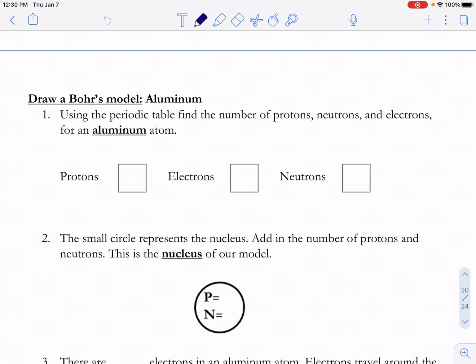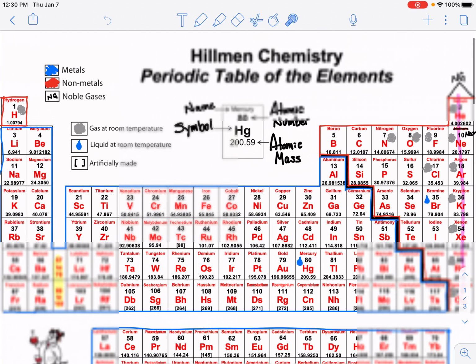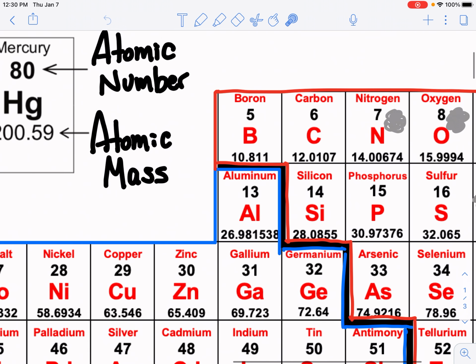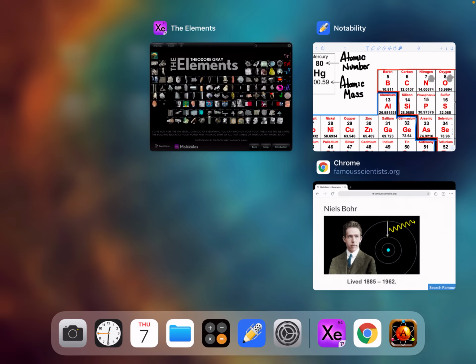Okay, first steps. We've got to find out how many protons, electrons, and neutrons are in aluminum. So when we look at our periodic table, actually got mine right here. Let's find aluminum, which is right here. It has the atomic number, you're thinking 13. You'd be right. So that's what we're going to record.